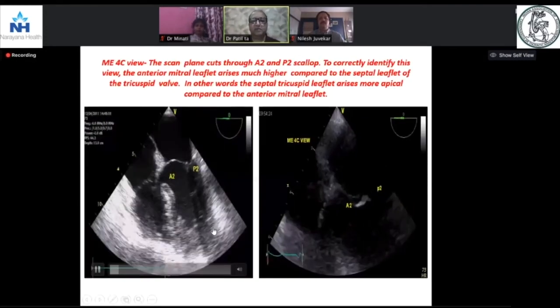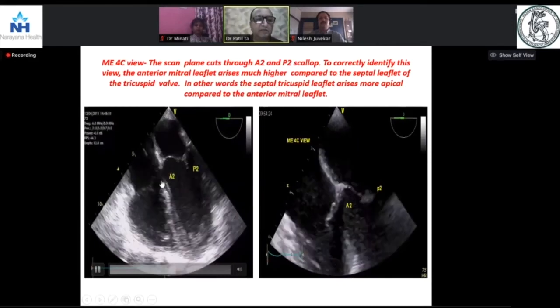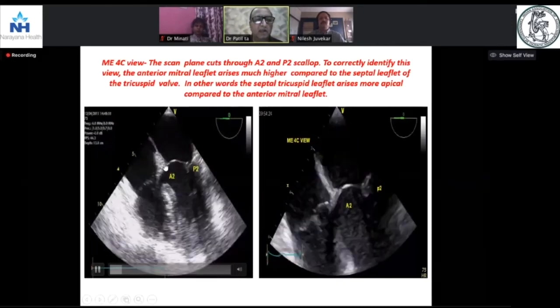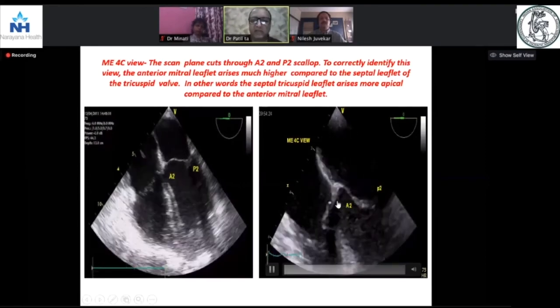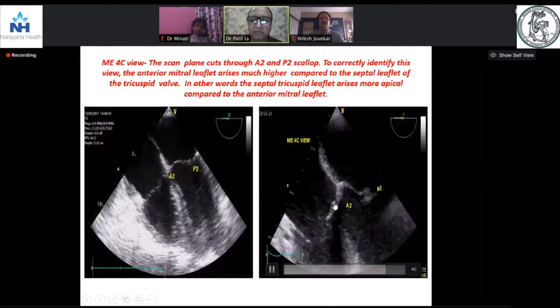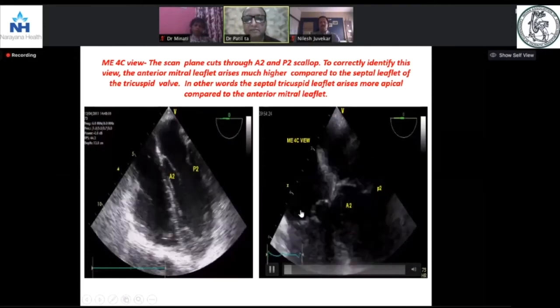Now, what we are seeing here, on the left side of the screen, is the A2 P2 segments. You can see the septal leaflet a little bit lower compared to the other leaflet, and the zoomed view you can see on the right side of the screen. I think everybody can appreciate the septal leaflet being a little bit more apical compared to the AML. Now I'm going to the next slide.